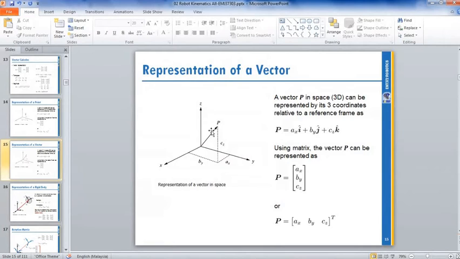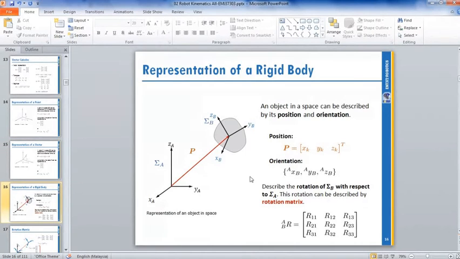If you want to find a vector p, vector p also contains x, y, and z values. With this one, you have position and orientation.